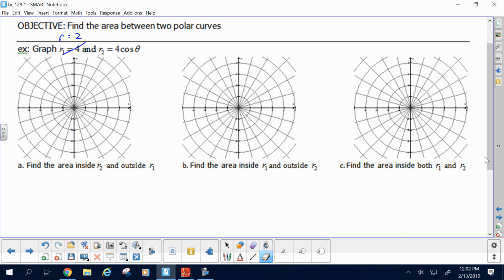Maybe we'll do it with the calculator, we'll see. Okay, so r equals 2 is here, yes? All right, r equals 4 cosine theta, what's that? A circle on the x axis. So a circle on the x axis, true, okay? So we're looking at those two graphs, which should be the same size, but the eyes fail.